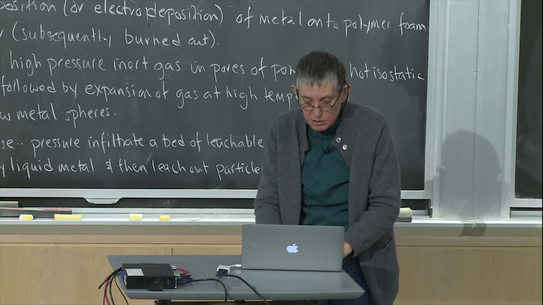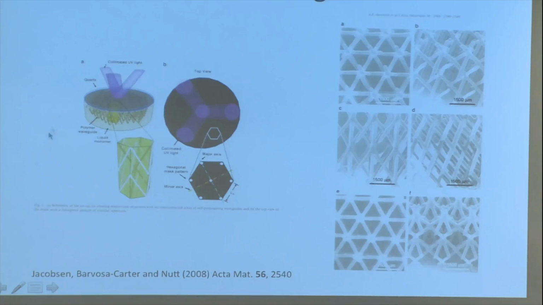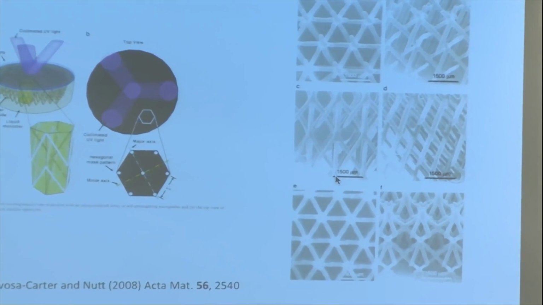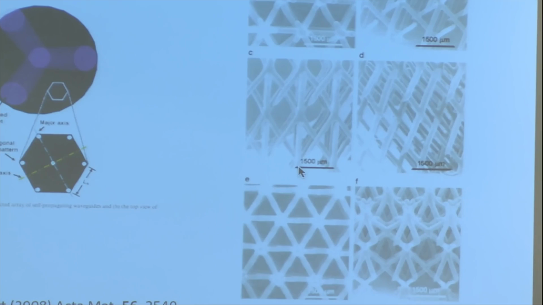And this is a schematic over here, showing the setup. And these are some examples of 3D trusses that they've made using this technique. One of the nice things about this is you can get a very small cell size. I think that bar says 1,500 microns, so that's 1.5 millimeters. So you can get a nice small cell size if you want that. So let me write that down.